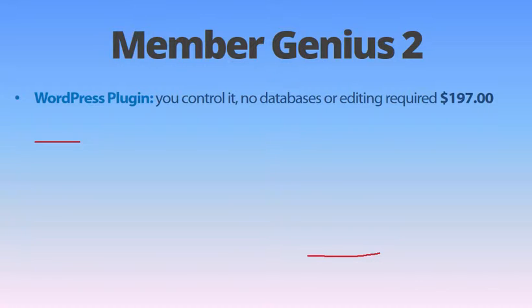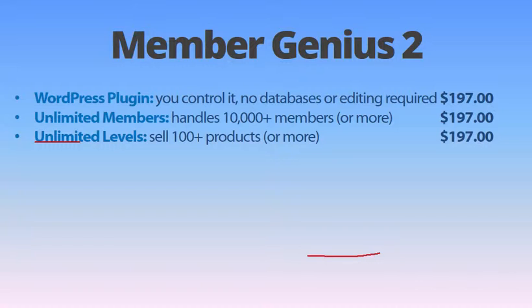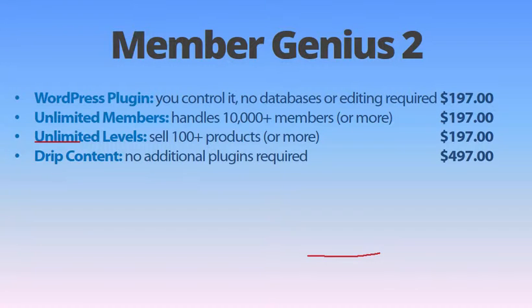So it's a WordPress plugin that you install on your site, which means that not only is it easy and there's no databases or editing required, but you control it. We've tested it up to 10,000 members. It'll probably have more, but we're talking about unlimited members, unlimited levels. So you can sell just one thing, or you saw we set up a core level, a free level, a monthly level. I mean, potentially you could sell 100 products or more on just one single site.